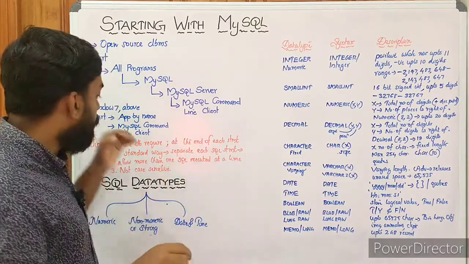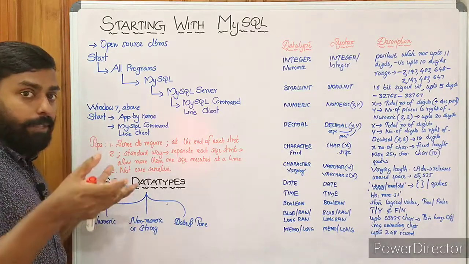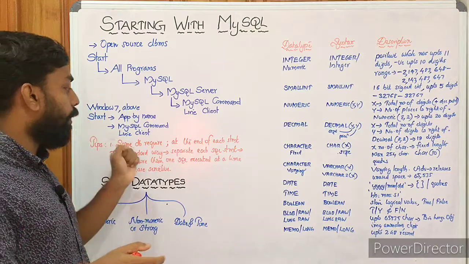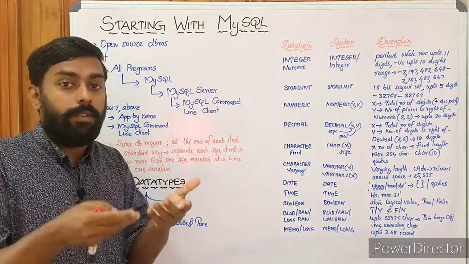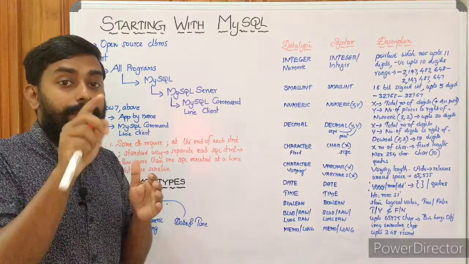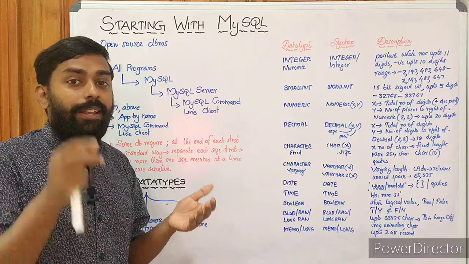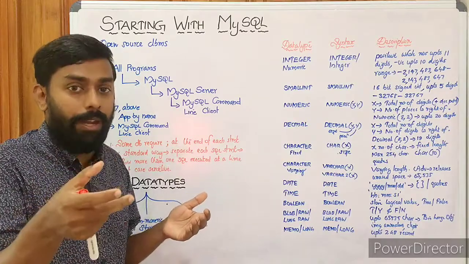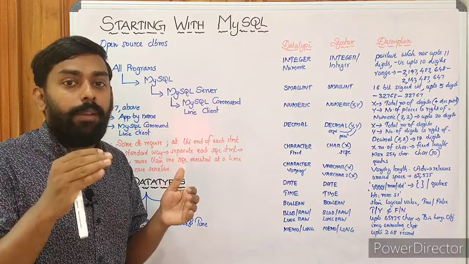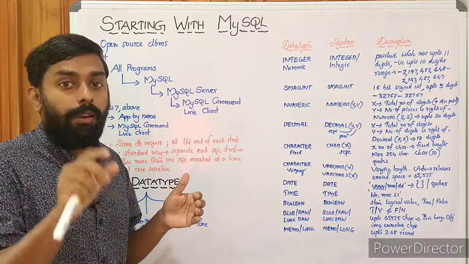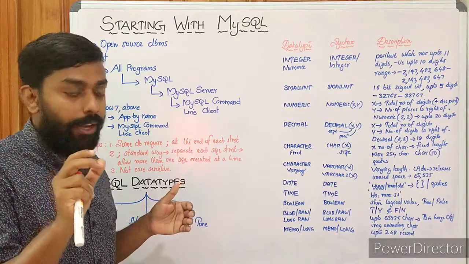Then we have some tips as well. Some databases require semicolon at the end of each statement. Some DBMS require semicolon at the end of each statement. It indicates what? Statement terminator. Semicolon indicates statement terminator. Not all the databases, some of the databases require semicolon at the end of each statement, which indicates the termination of that statement.